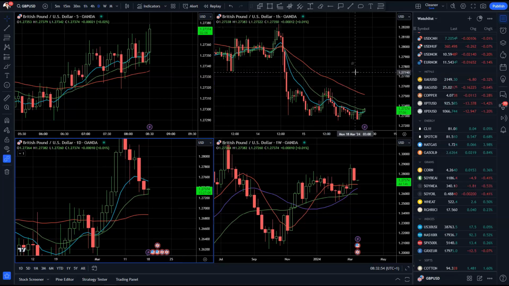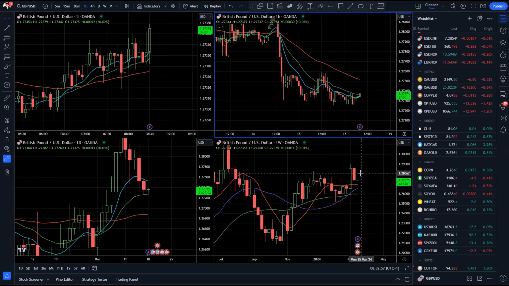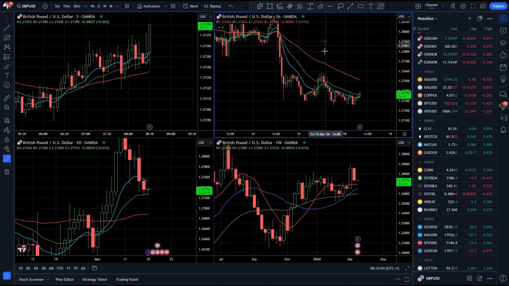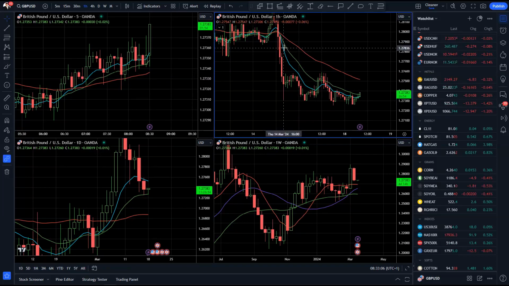And from my perspective, you can see the weekly time frame. We had an inside week last week, so indecision on the weekly time frame. The daily had a pullback, and we had a series of lower highs and lower lows in the hourly time frame.